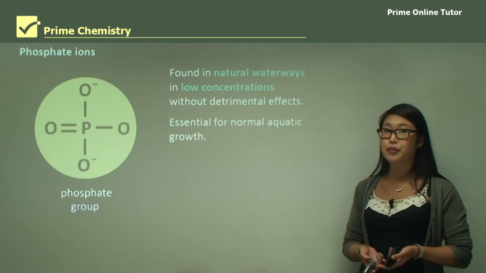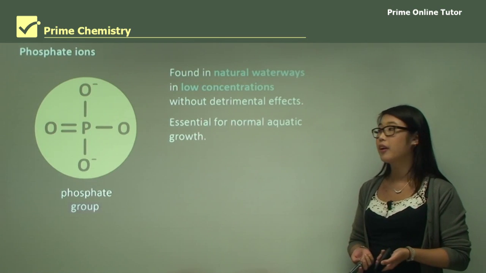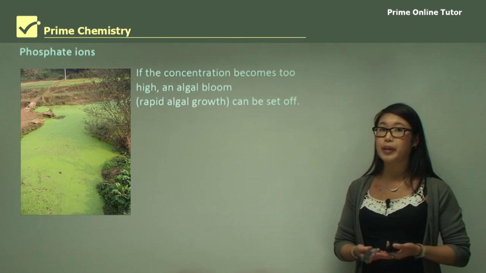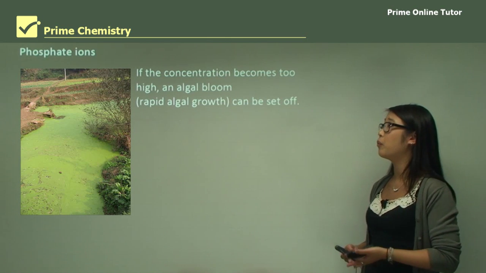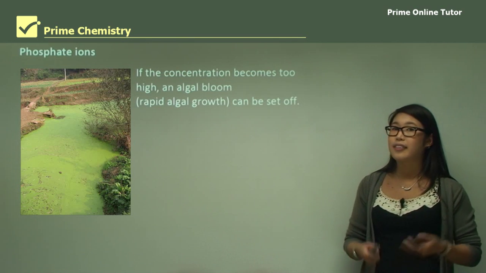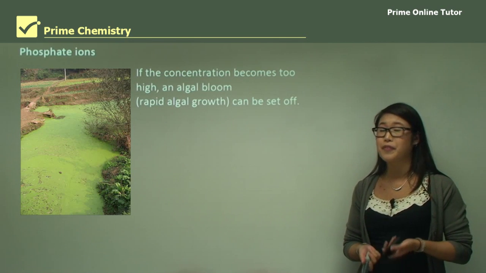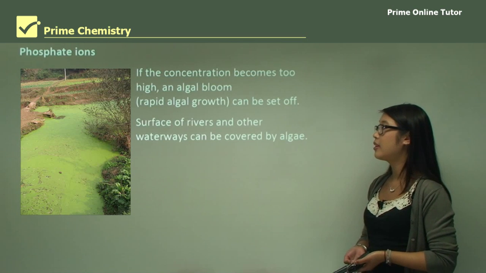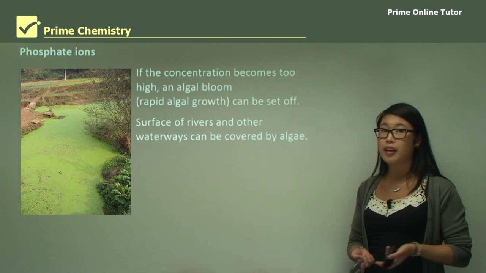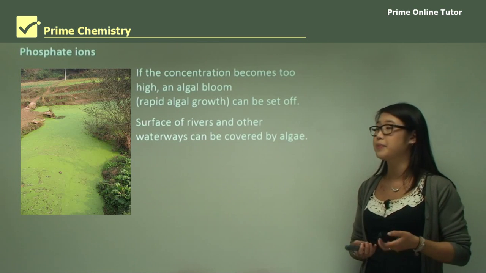It is essential for aquatic growth, but if the concentration gets too high, we can get an algal bloom, or rapid algal growth, shown in the picture over there. And this can cause a lot of problems environmentally. So the surface of rivers and other waterways can be covered by algae, which can choke the waterway systems.